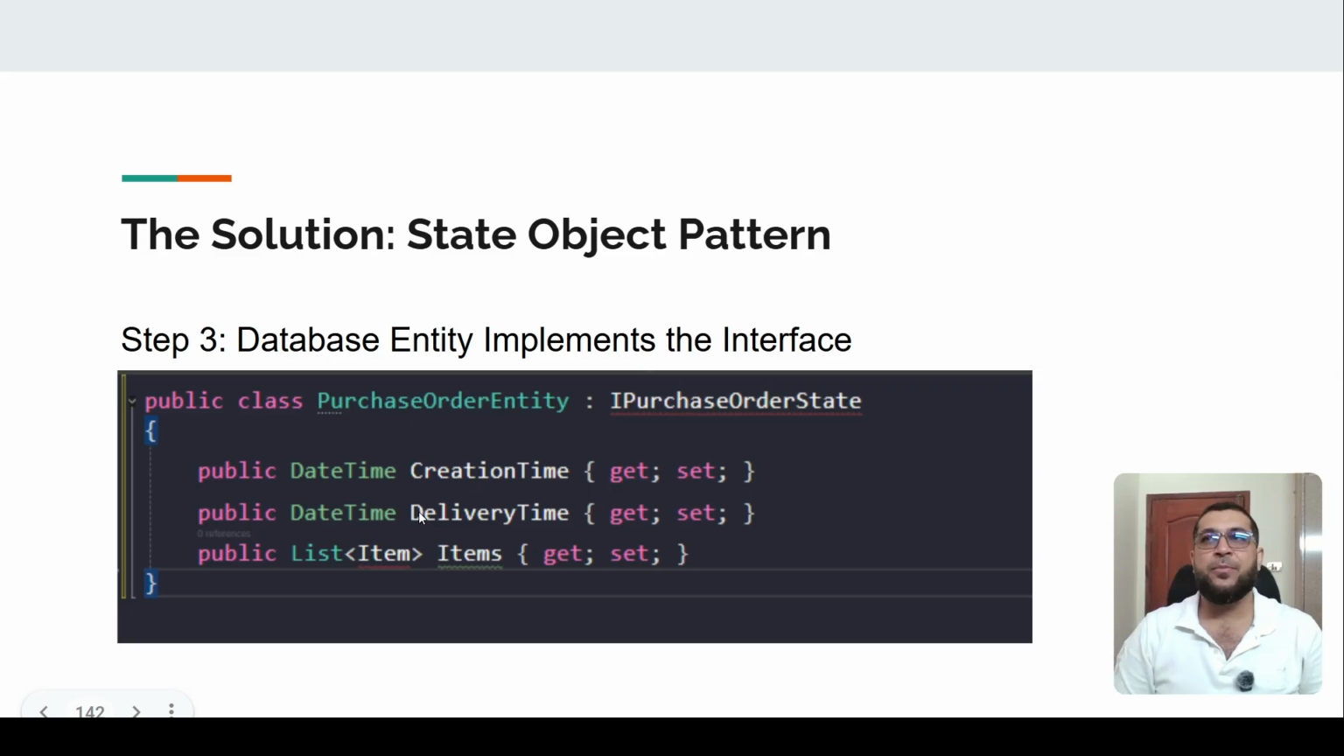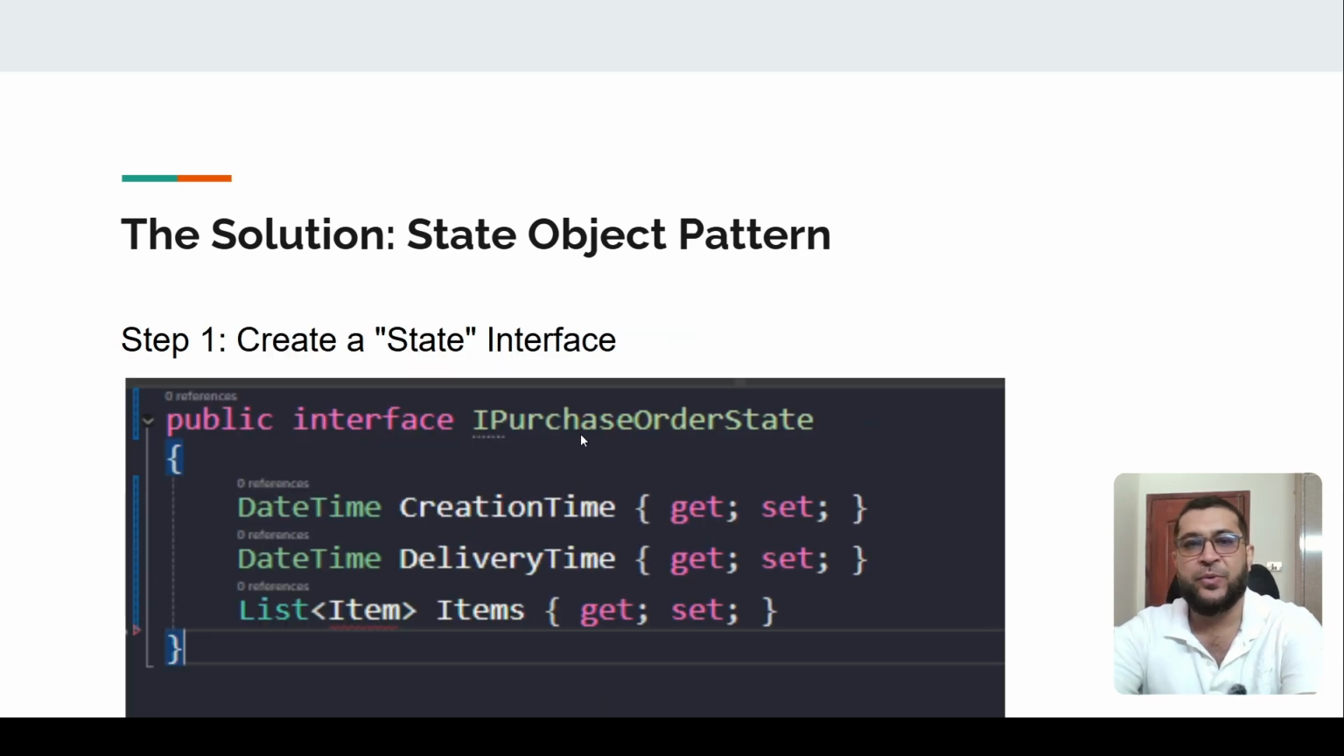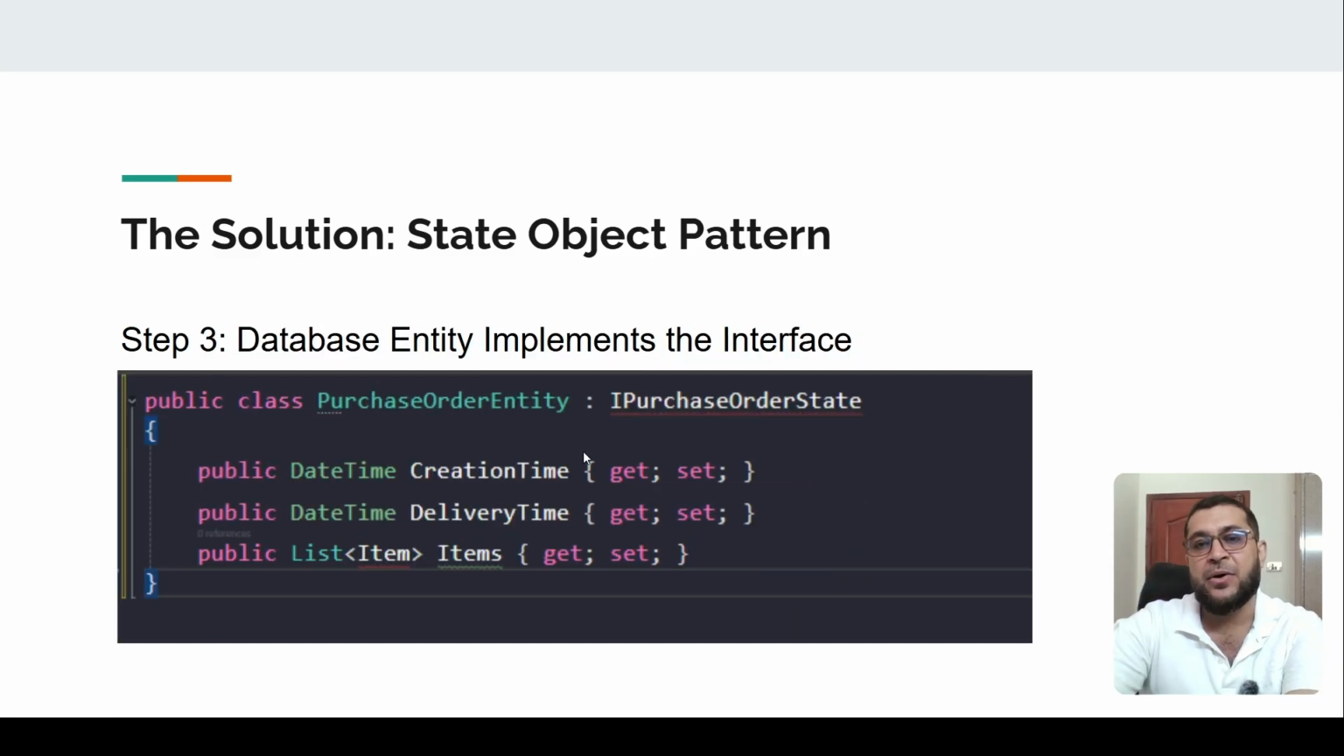And the third step, you will modify the entity, like the database entity. You will inherit it from the purchase state interface. As you can see here, in the first step we created the state interface, and we are inheriting the database entity from that state interface. So this is the last step.